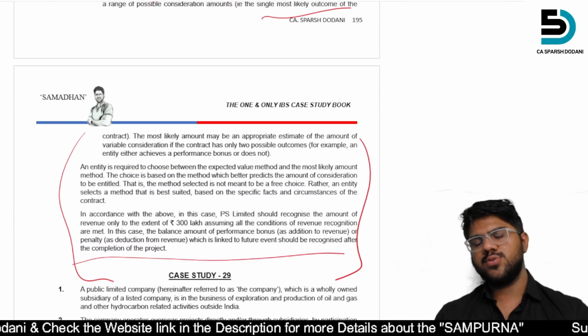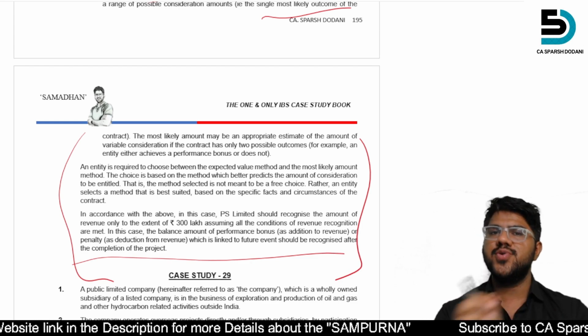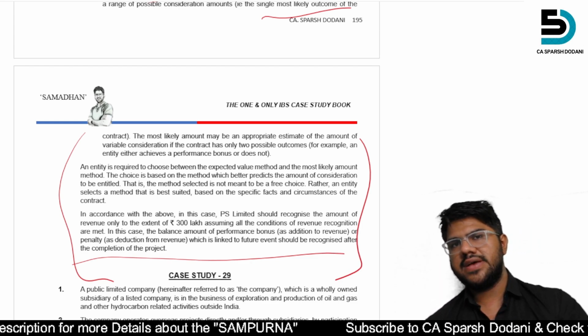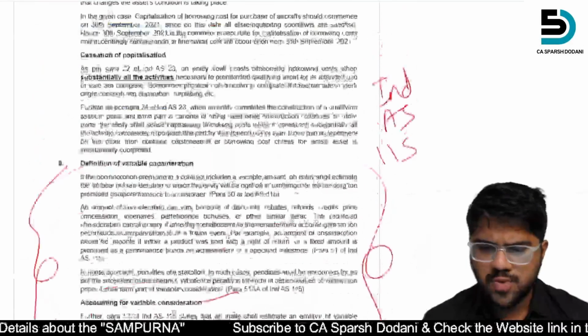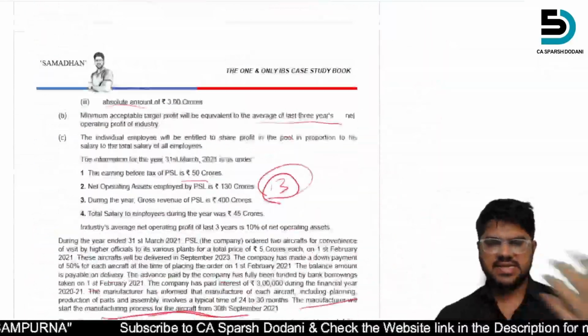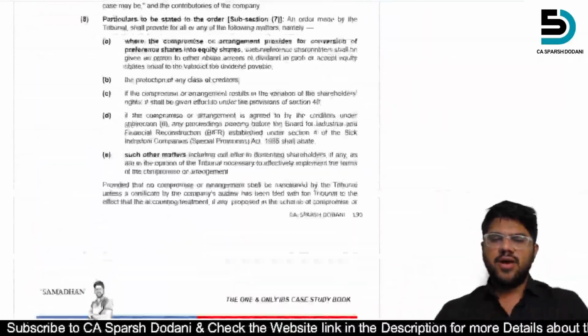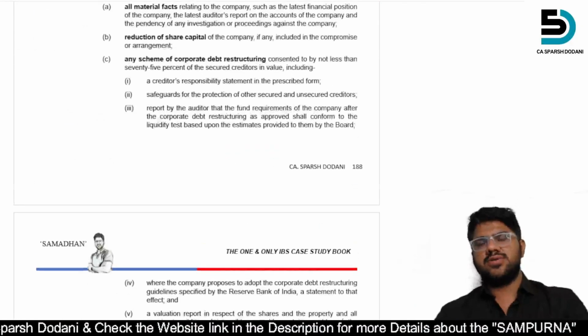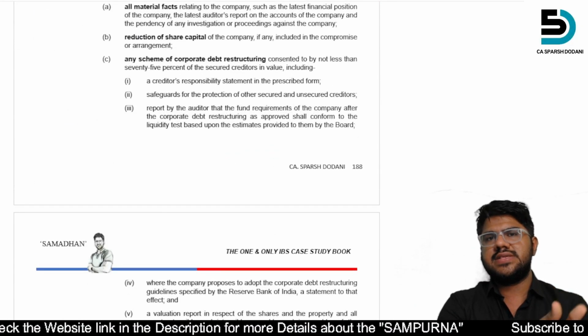So this is how you can use the Sampurna and Samadhan as a tool for you in examination if any question appears for FR. Let us do one more case study and let us check. See, we are not going into detail into each and everything because everything is presented to you.